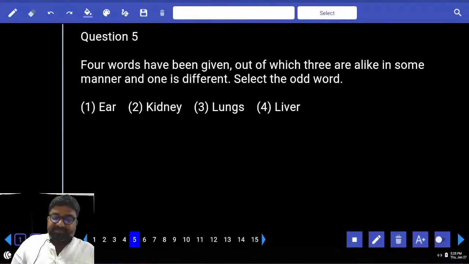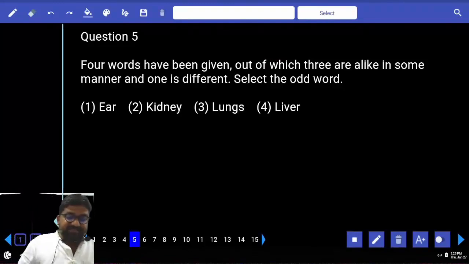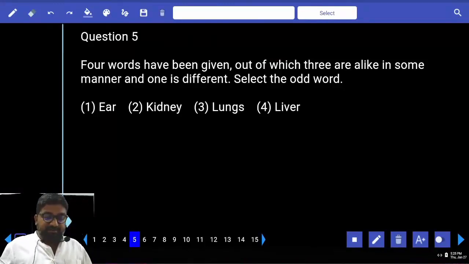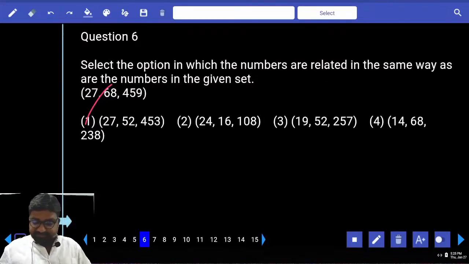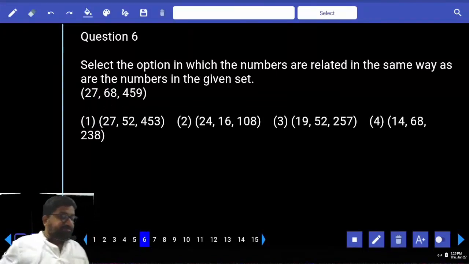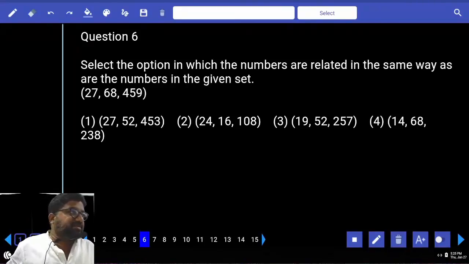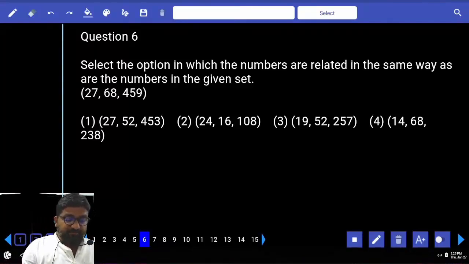Four words, out of which three are alike in some manner and one is different. Odd man out. What's the answer? Here, kidney, lungs and liver are internal organs. This is a good one. 27, 68, 459. This is not that easy. This is a bit difficult. Any guesses?